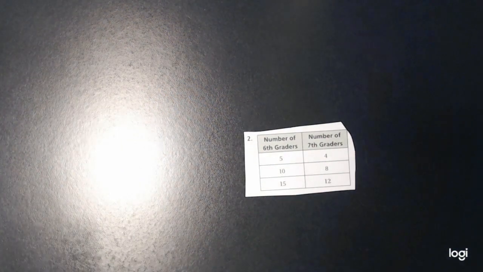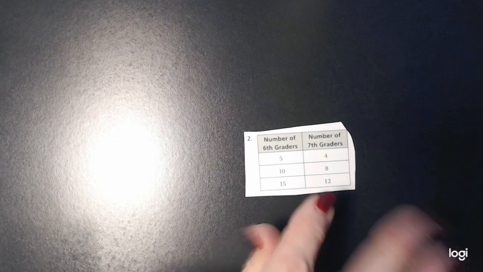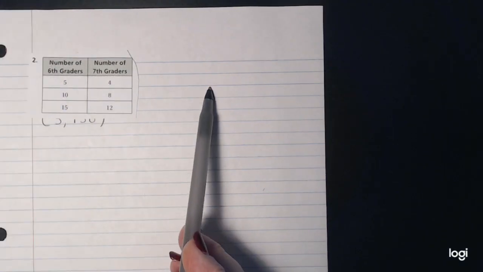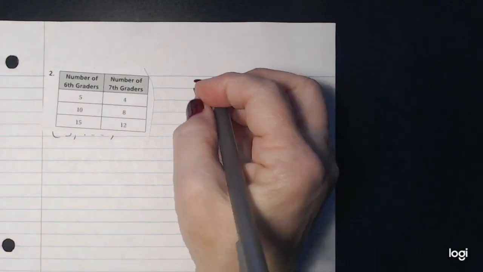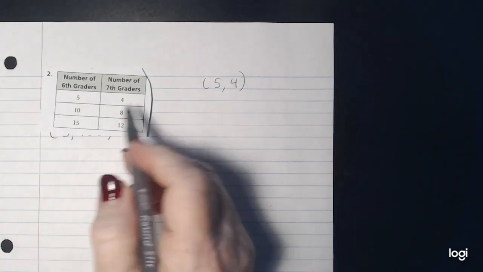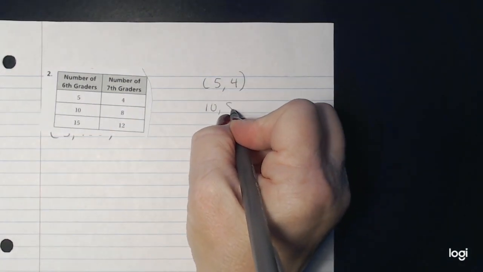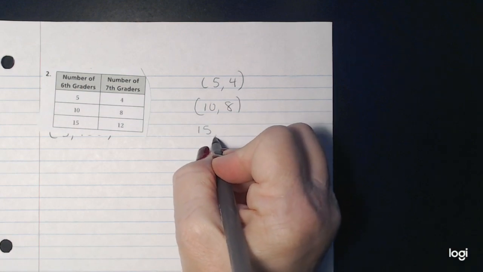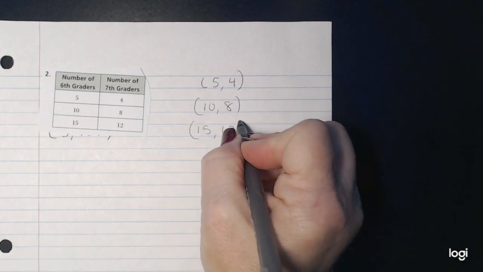All right, so now we're going to look at number 2 here. Number 2 says the number of 6th graders to the number of 7th graders. So the first thing we have to do is look at this and write our ordered pairs. So let's write our ordered pairs. It looks like we're going to have 5 to 4, 10 to 8, and our last one is 15 to 12.